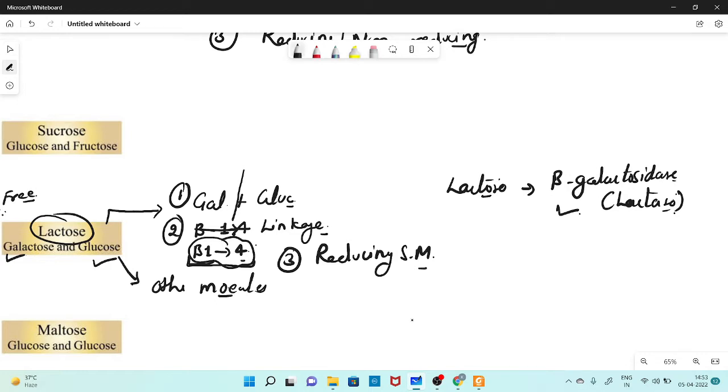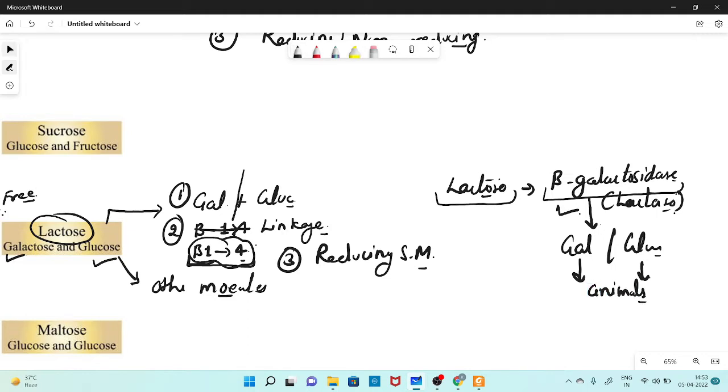In that case, in our gut we have the beta galactosidase enzyme, right? And this beta galactosidase enzyme breaks the lactose into galactose and glucose, right? And after that, both components are used for the metabolic activities in the organism, right?